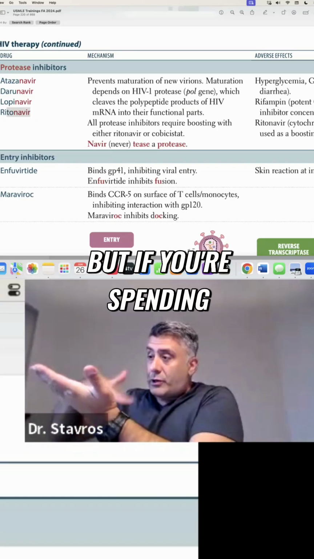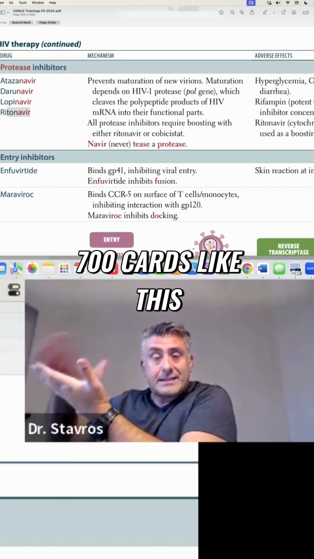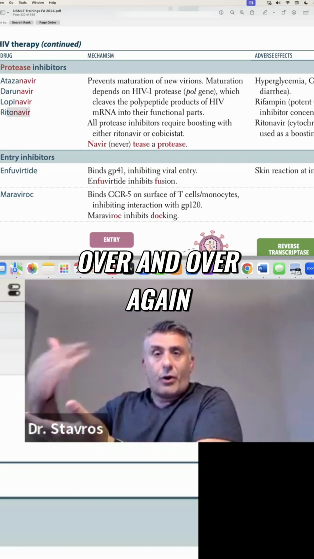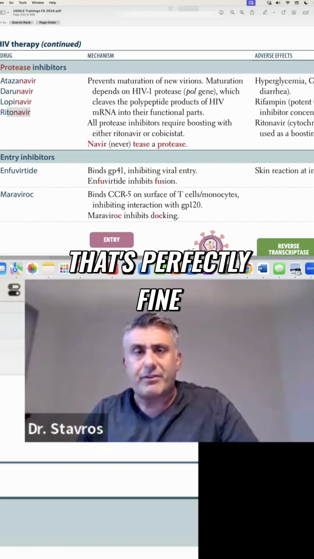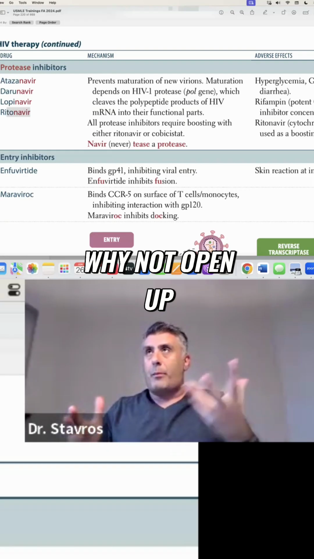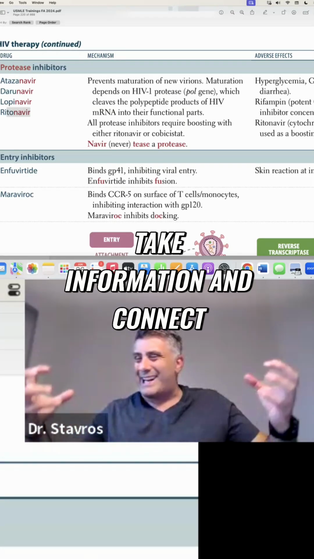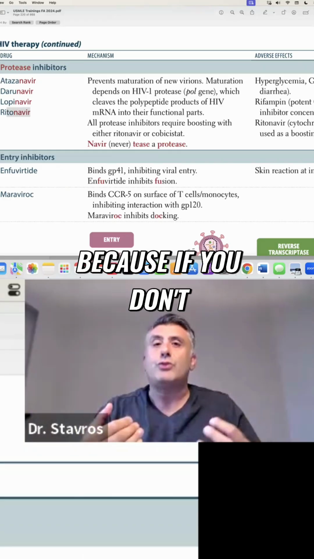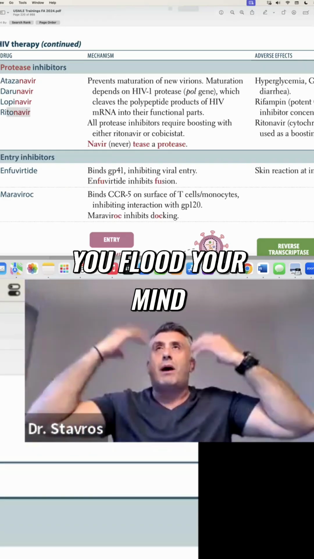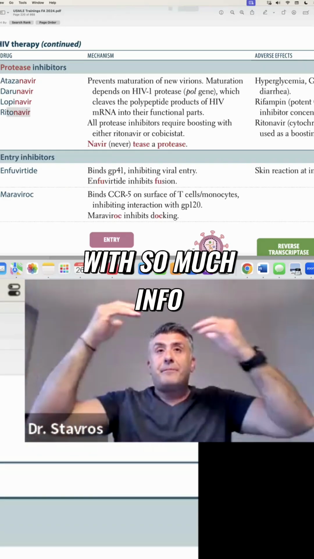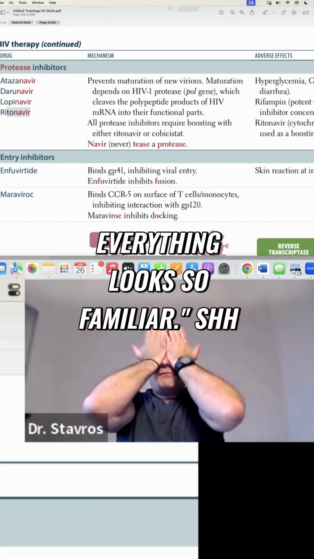But if you're looking at 700 cards like this over and over again because you need it, that's perfectly fine. Why not open up a couple of scenarios so you can actually take information and connect it with a patient? Because if you don't, what happens is you flood your mind with so much info that you're like, oh, everything looks so familiar.